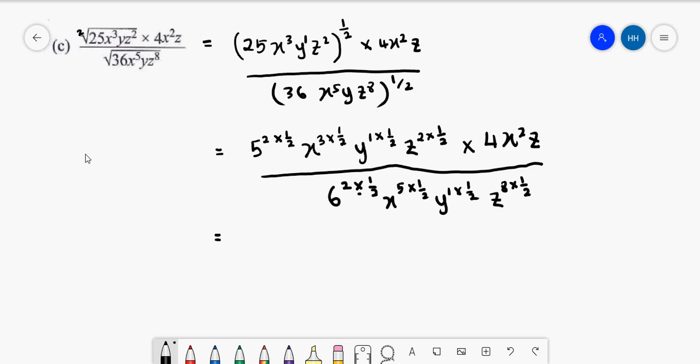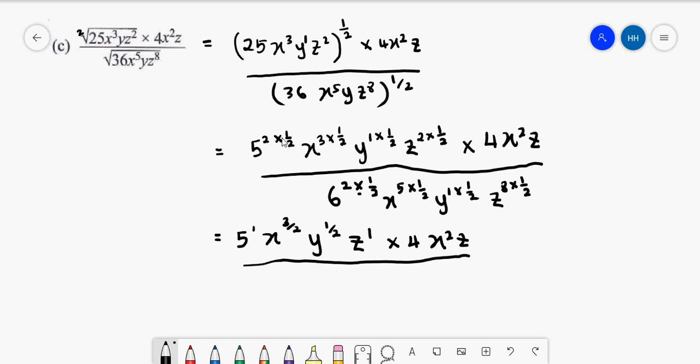You see this number, 5 to the power of 2 times 1 over 2. You can solve 2 times 1 over 2 is 1, so 5 to the power 1. And then x to the power of 3 over 2. And then y to the power of 1 over 2. z to the power of 2 times 1 over 2 is 1. And then times 4x squared z, divide.